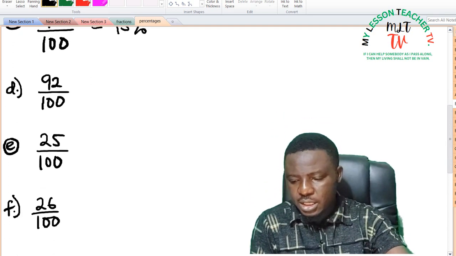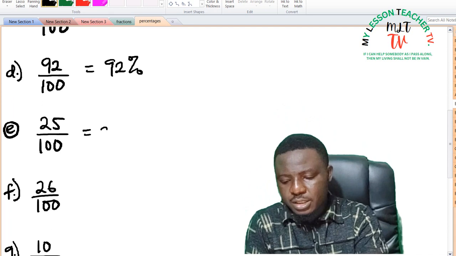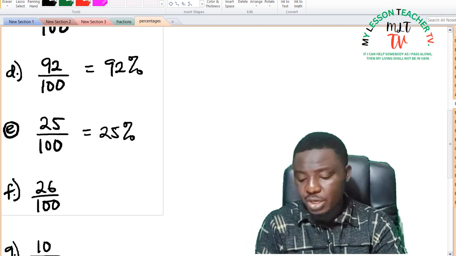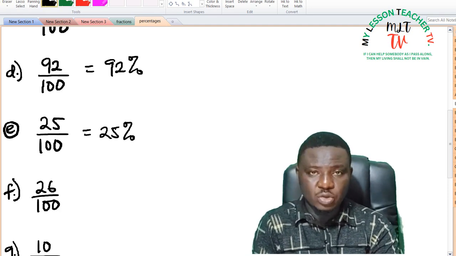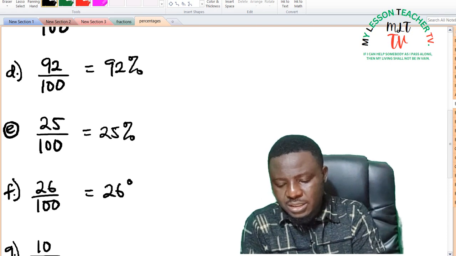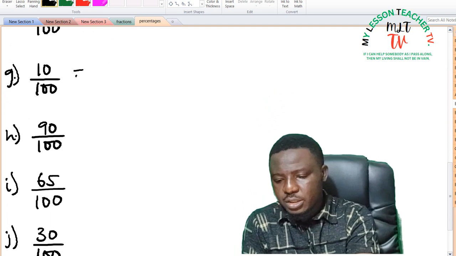While for D, we have 92%. E is 25%. Don't forget, they are said to be percentage because their denominators are said to be over 100. So this is equal to 26%. I have G to be 10%.